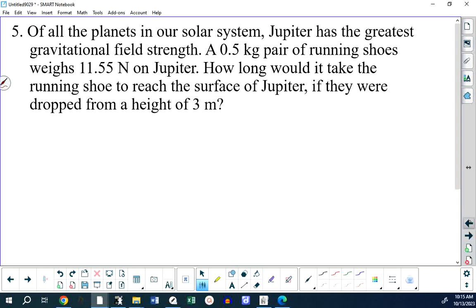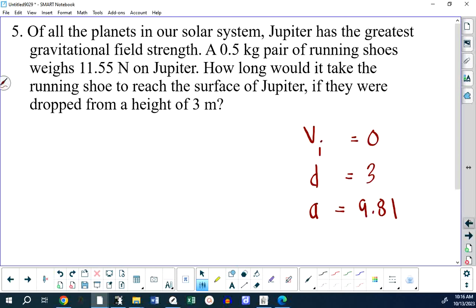Strongest on Jupiter. A half-kilogram pair of running shoes weighs 11.55 newtons. How long would it take the running shoes to reach the surface of Jupiter if you dropped them from 3 meters? This is a kinematics question, right? Vi is 0. d is 3. I'm not going to use vectors here. Everything's down, so let's just use positive for down. What else do we know? Oh, acceleration is 9.81, right?